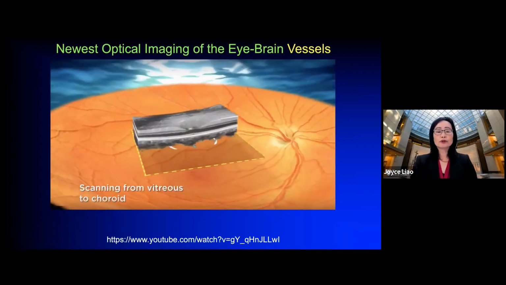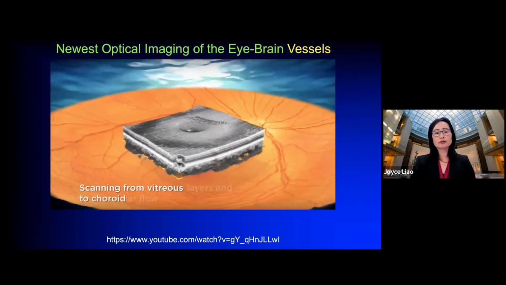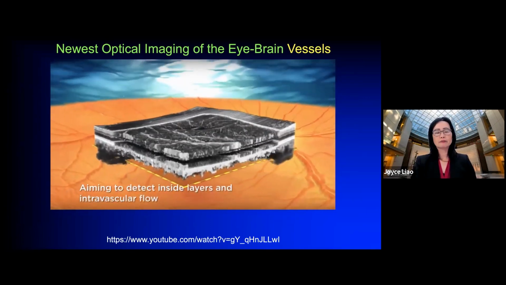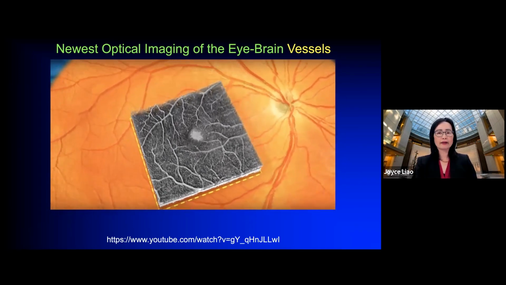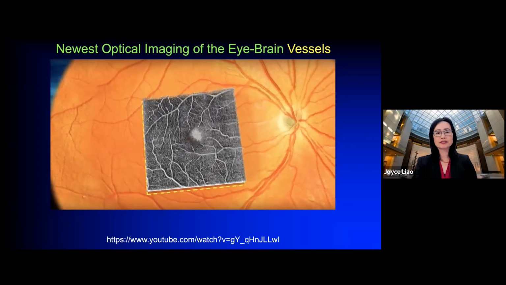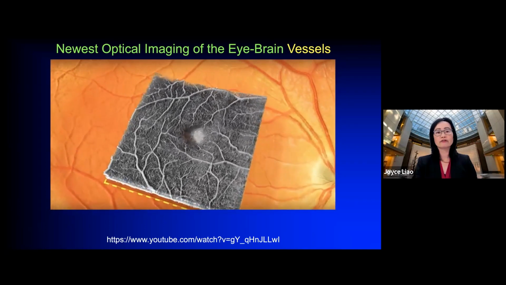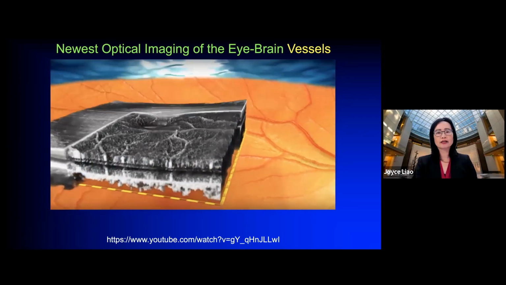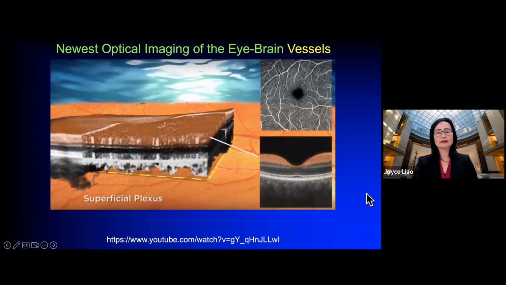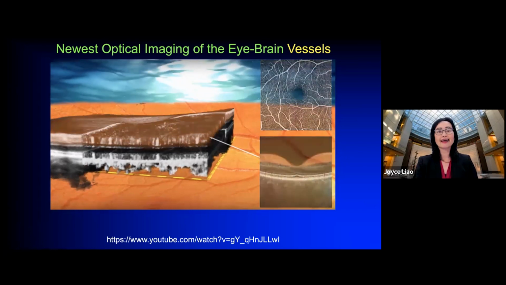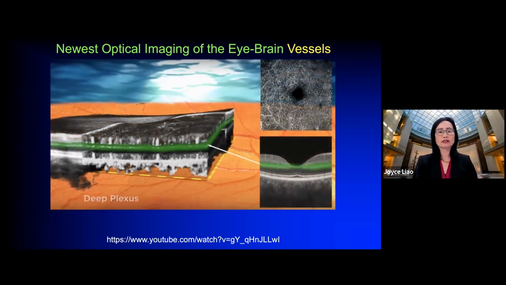In addition, with OCT angiography, we're able to not just scan the blood vessels, but we could quantify them in a layer by layer manner. So this is another example of OCT angiography of the macula, which is next to the optic nerve. And you'll see that we could segment different layers of the retinal vessels.